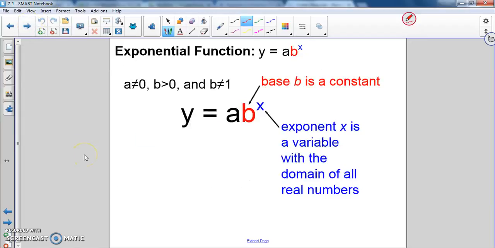So first, exponential function. Our exponential function, in general form, is y is equal to a times b to the x power. A cannot equal 0, b needs to be greater than 0, and b cannot be equal to 1. B is our base, and that is a constant. X is our exponent, and that is a variable with the domain of all real numbers. So x can be any real number.